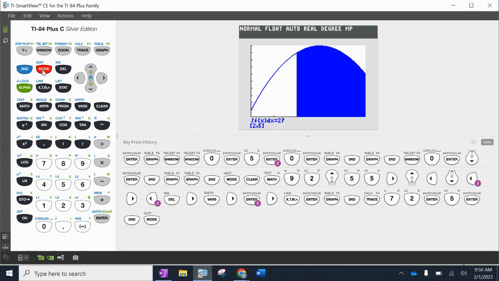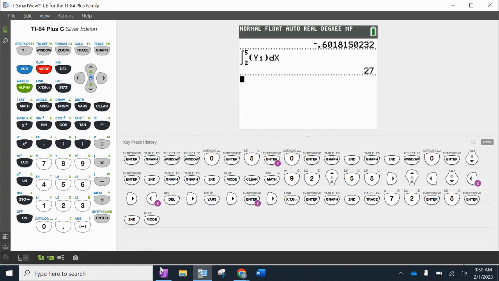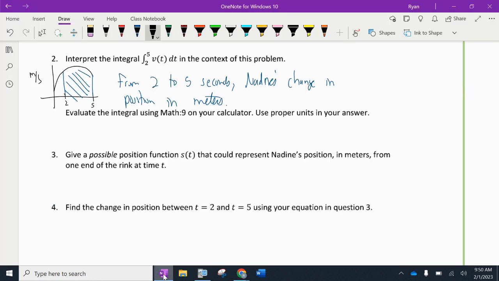On the regular screen, you can see I went a lot faster. But in the context of the problem, the integral from 2 to 5 of v of t dt is 27. And what did we say that label was? Meters. So from 2 to 5 seconds, Nadine traveled 27 meters. That's what we get by accumulating the area under the curve, which again has a label of meters on it.